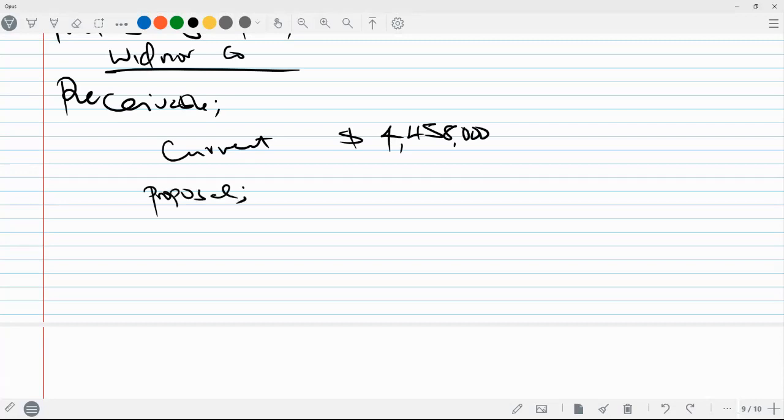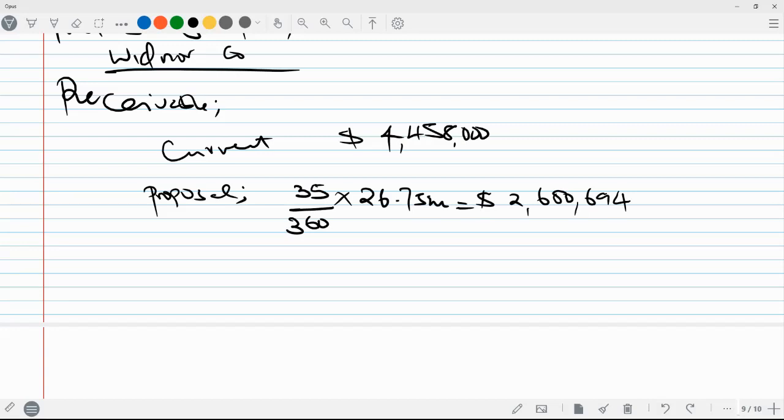Proposal: if the company implements the proposal from the factor, the number of days will reduce to 35 days. Therefore, 35 days out of the number of days in the year, that is 365, we multiply by the sales on credit. Does the sales change? If there's no mention, then assume the sales don't change, so they remain at 26.75 million. To give us 2,600,694.